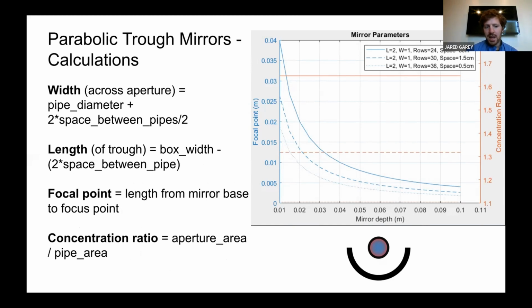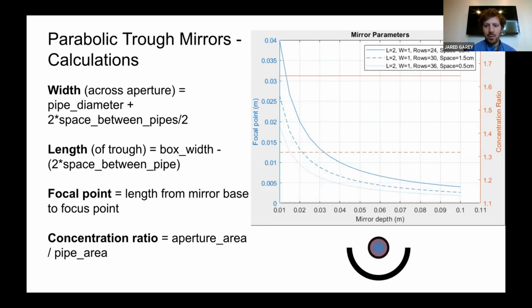The quick equations I had. The one I wanted to focus on most was the concentration ratio. It's aperture area, meaning how much sunlight goes into that parabola mirror, divided by the pipe area. So it's how much sun we are concentrating down into a smaller area.